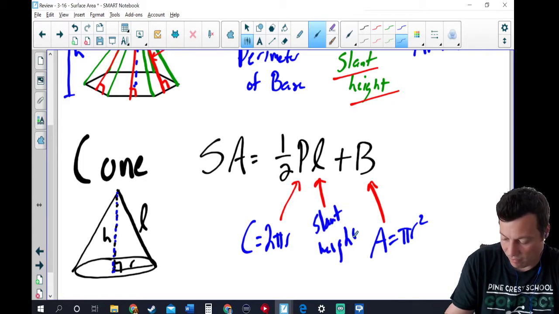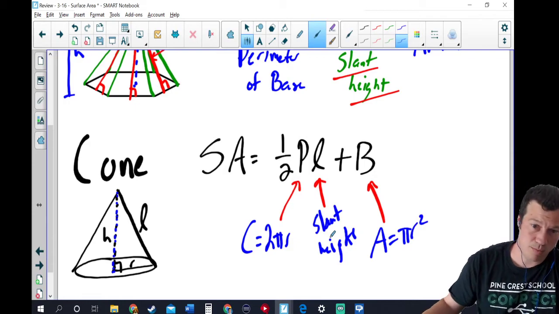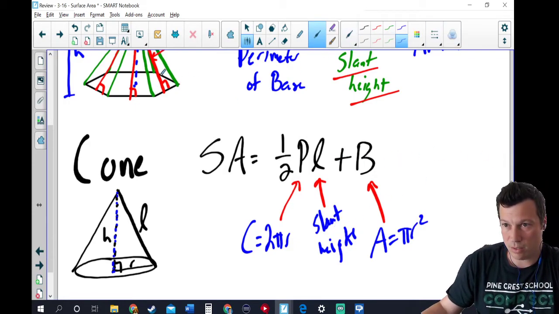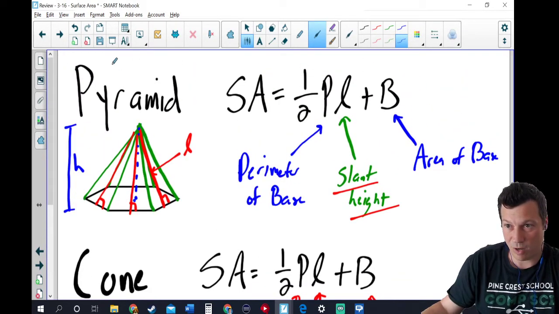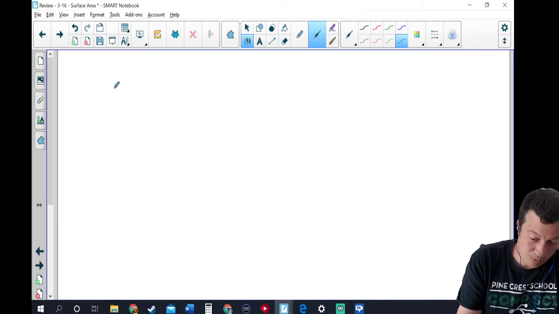Okay, so we have, those are basically the formulas. There is one more. So maybe we looked at Mr. Greenhut's video from yesterday. It was a great video. Totally watched it all the way through. And so we're talking about sphere, right?